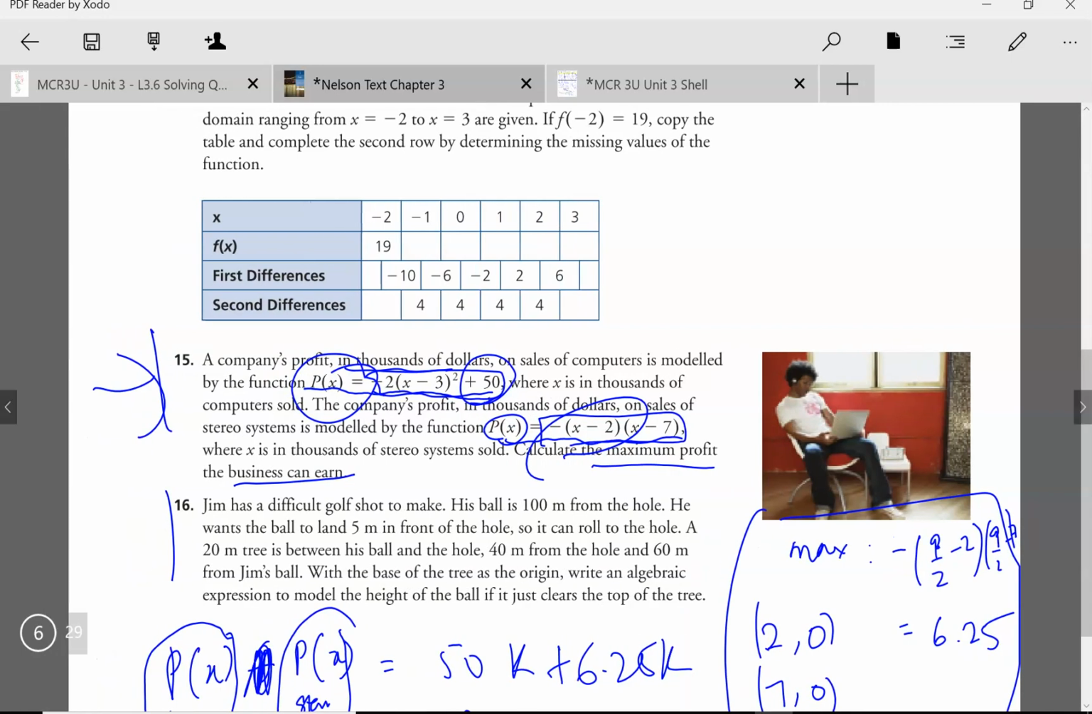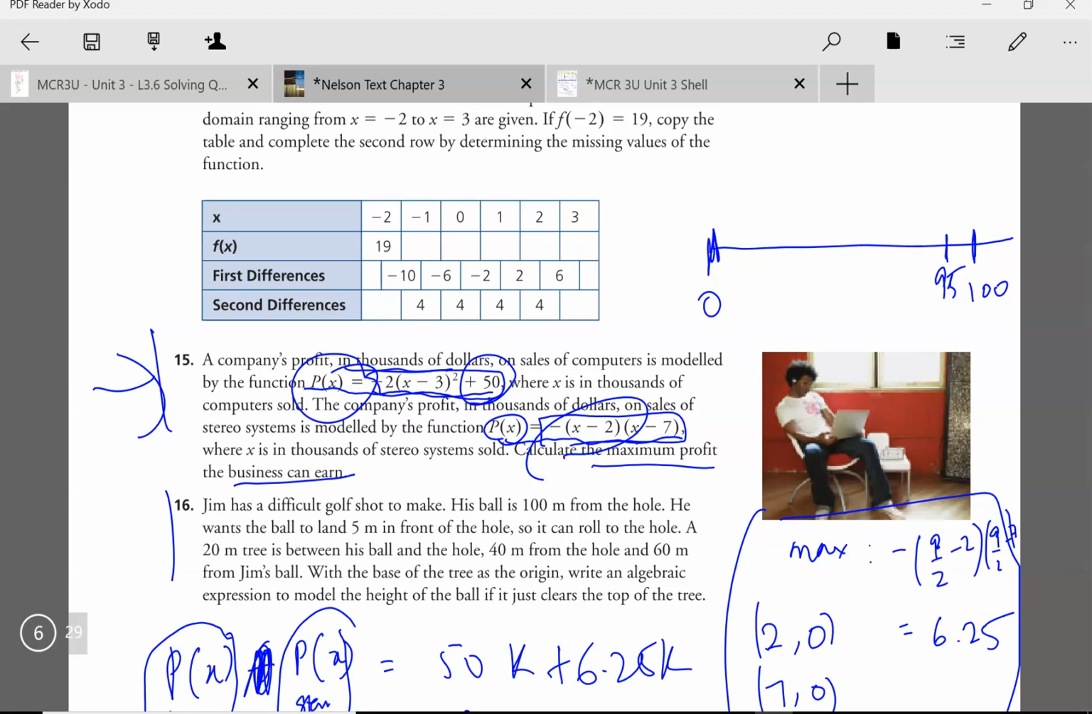So, a difficult golf shot, 100 meters from the hole. Let's draw a diagram here. We start at some point 0. Here's the hole. He wants the ball to land 5 meters in front of the hole, so he wants to land at 95 meters. A 20-meter tree is between his ball, 40 meters from the hole, and 60 meters from Jim's ball. So 60 meters away, at 60, there is a tree over here that is 20 meters tall.